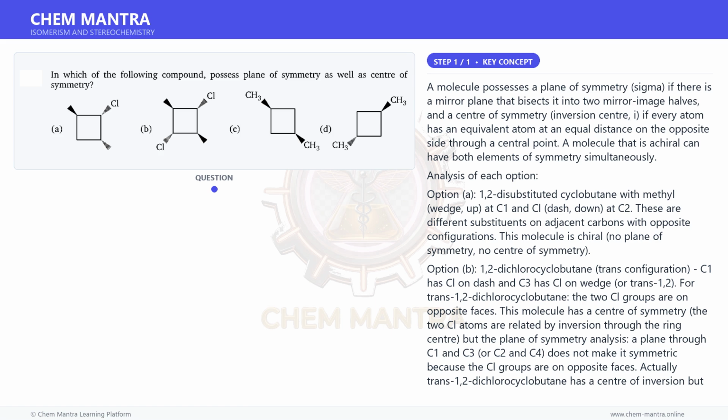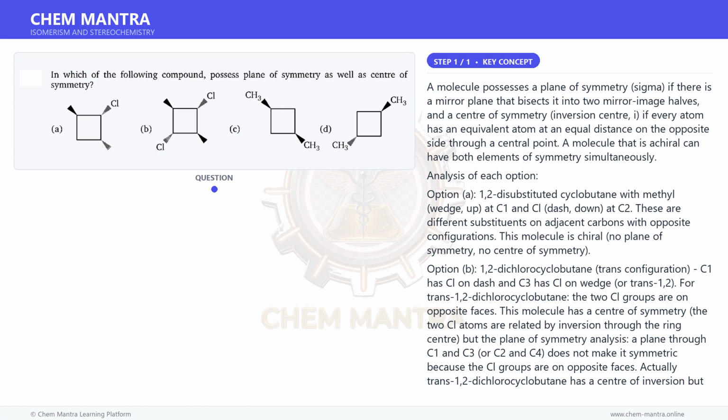Analysis of each option. Option A: 1,2-disubstituted cyclobutane with methyl, wedge, up, at C1 and Cl, dash, down, at C2. These are different substituents on adjacent carbons with opposite configurations. This molecule is chiral, no plane of symmetry, no center of symmetry.